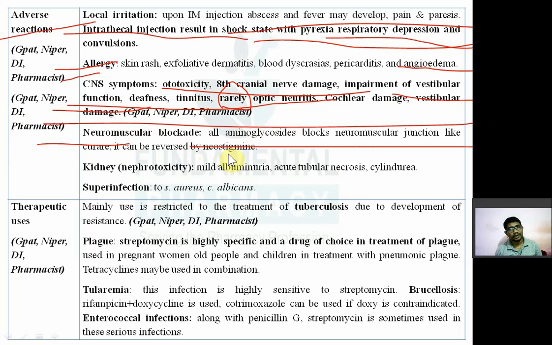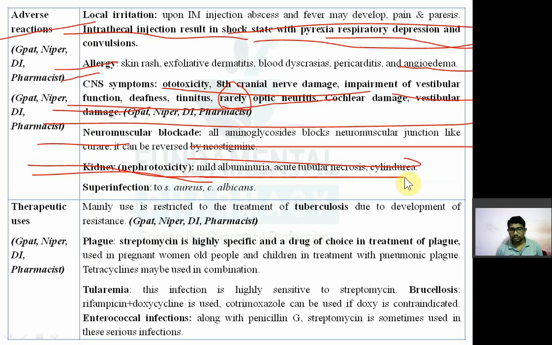It can be reversed by administration of neostigmine. Then kidney में क्या है? Nephrotoxicity. So they have nephrotoxicity. Okay, because they are mostly concentrated in the urine and they are excreted unchanged. So that's why. So mild albuminuria, acute tubular necrosis, and this cylindruria. That means it's also inflammation of nephritis.